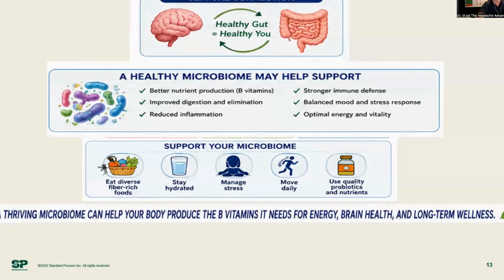And then good quality probiotics. And we did say quality in there because there's a vast array in the caliber of probiotics. Typically we want a capsule that is designed to not dissolve or open up until it gets to the intestine. That's part of how we can directly deliver those vitamins to the colon where we want them. A thriving microbiome can help your body produce the B vitamins it needs, brain and energy for long-term wellness, which ultimately is the goal, isn't it?